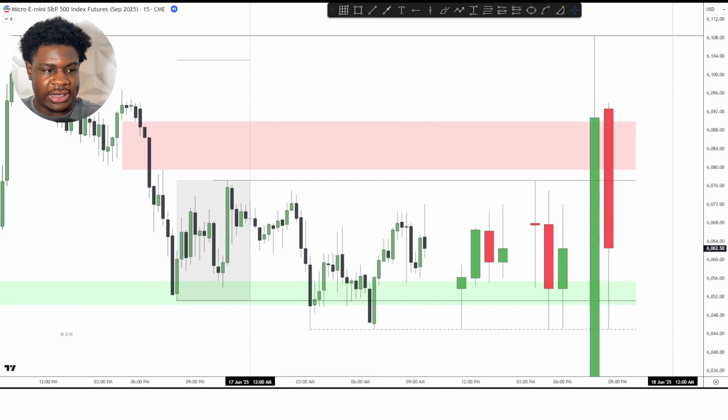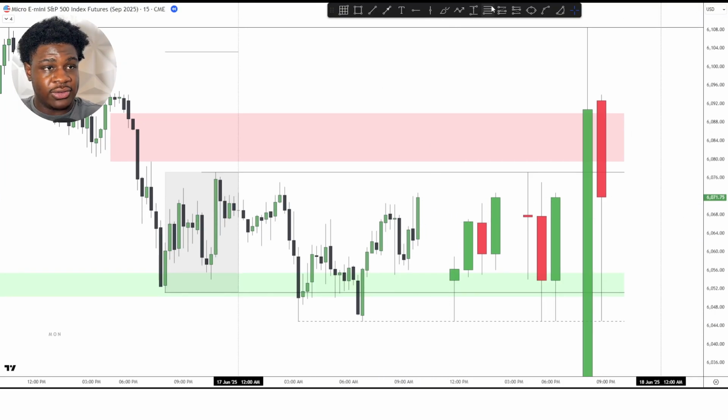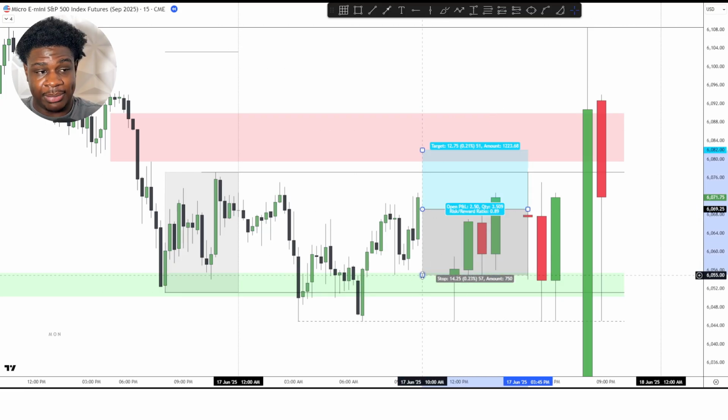Kind of consolidate here, so I kind of avoid this. And then after that consolidation, we see this break to the upside. So I was able to frame my long here on a pullback around this level. I had my stop loss back down here.